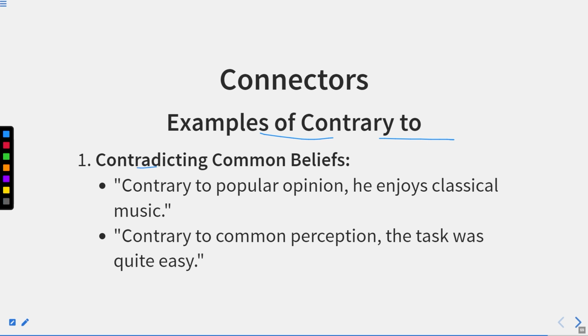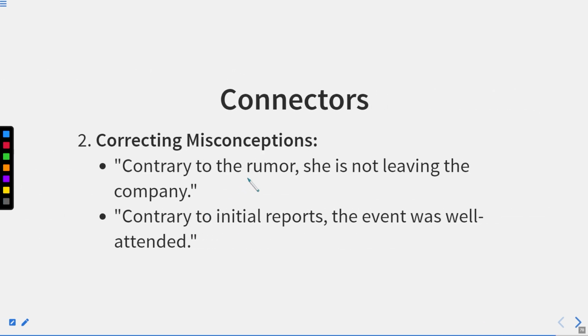Examples of contrary to: contradicting common beliefs. Contrary to popular opinion, he enjoys classical music. Contrary to common perception, the task was quite easy. Okay, so they are contrasting the common perception. In fact, they are saying the task was quite easy. Correcting misconceptions. Contrary to the rumor, she is not leaving the company. It means this is just a rumor. She is not leaving the company. Contrary to initial reports, the event was well attended.